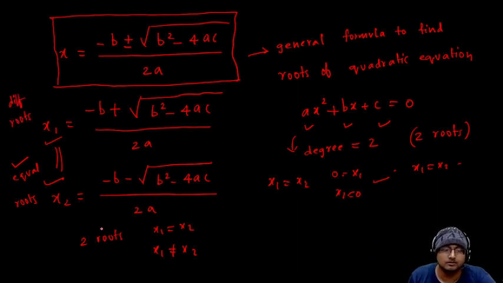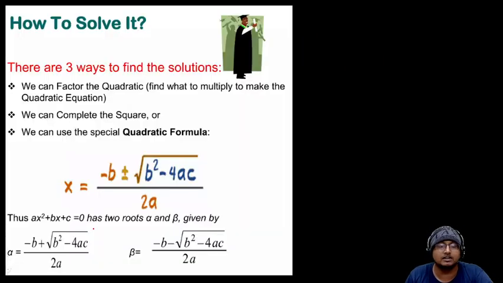That is about the formula. So we will see what the formula is. There are three ways to find the solution, as we have already discussed: one is the factor method, one is the square method, and one is the formula method. So this is the formula given.